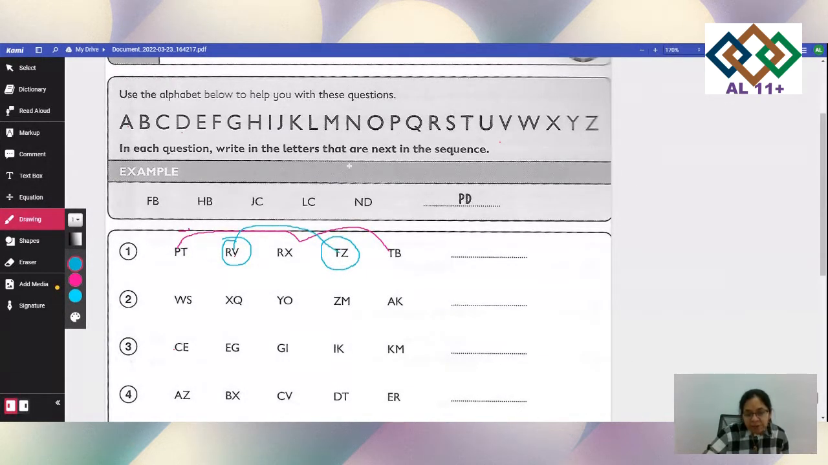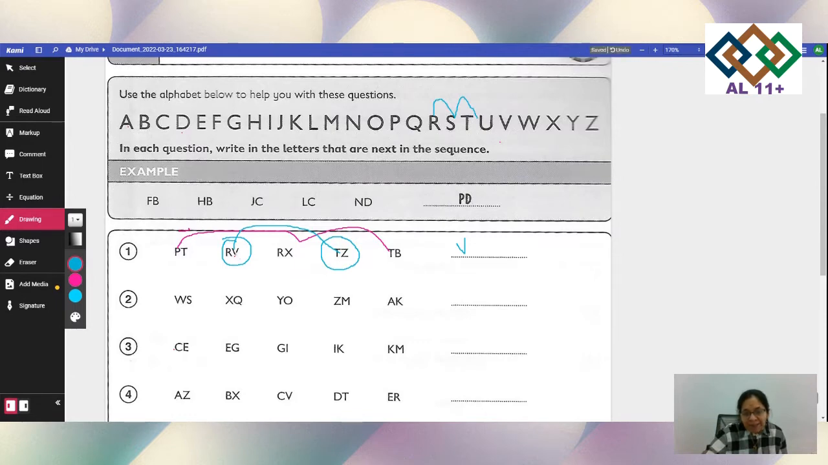So now what we could do is we are looking from R to T. R is here and T is here. So you're looking from R to T, you're going plus 1, plus 2. So you're going 2 forward. From T, if you go 2 forward, what would it be? Plus 1 is a U and plus 2 is a V. So your first alphabet is a V.